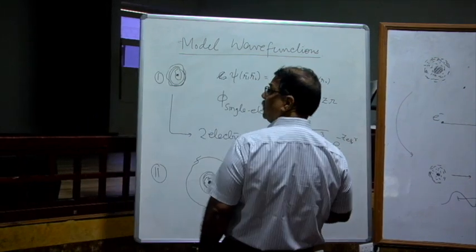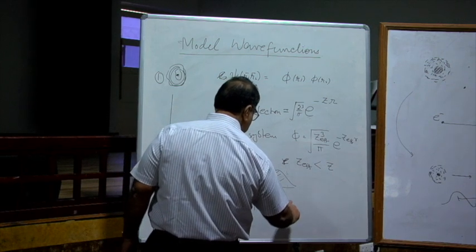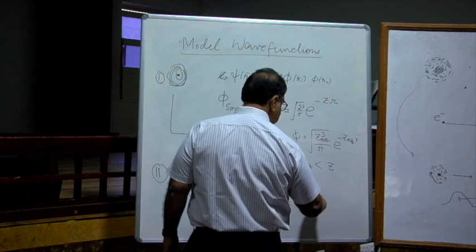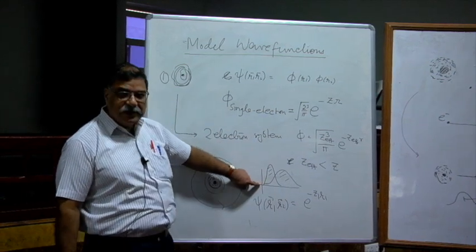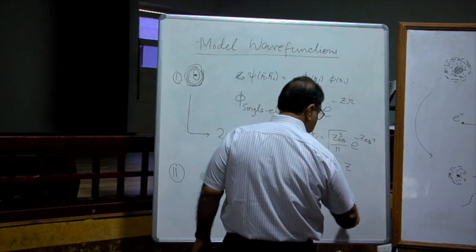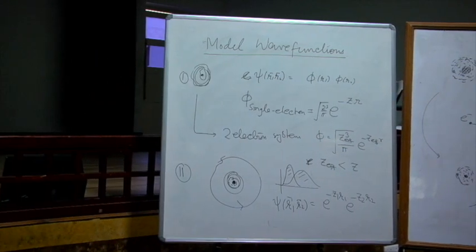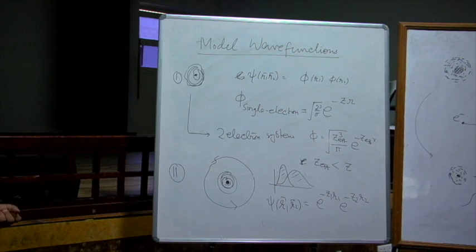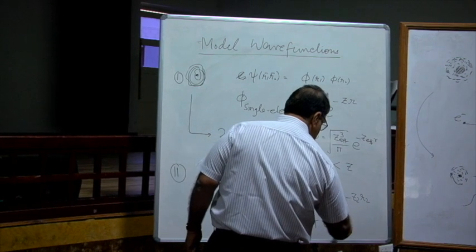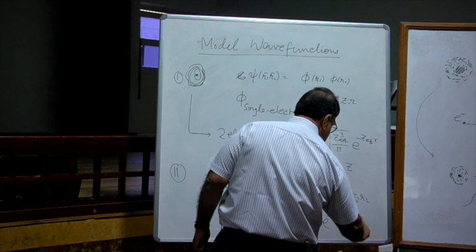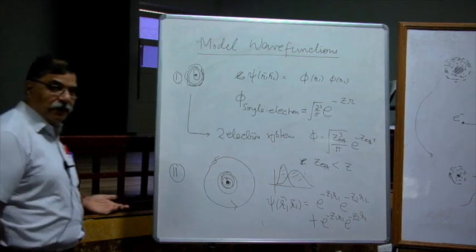I'll write my wave function, can I? I can write it still right here. Psi(R1, R2) I'll write as e raised to minus Z1 R1. That means the first electron is seeing a Z1, and the second one sees a less Z1, e raised to minus Z2 R2. Except that R1 and R2 are not well defined, these are indistinguishable particles, so I have to symmetrize this. So I'll write this as plus e raised to minus Z1 R2, e raised to minus Z2 R1. That's another model wave function.